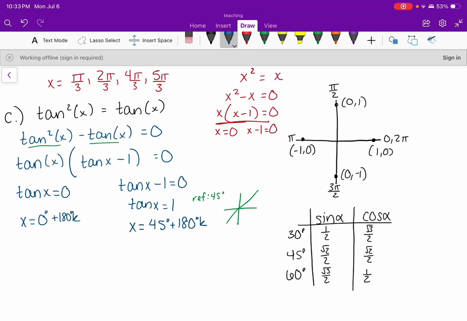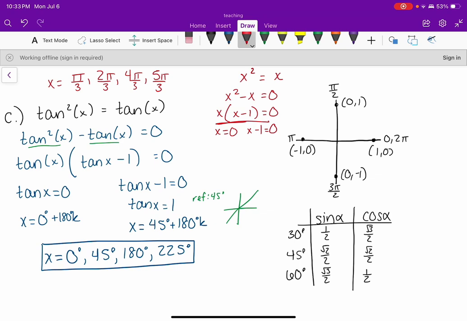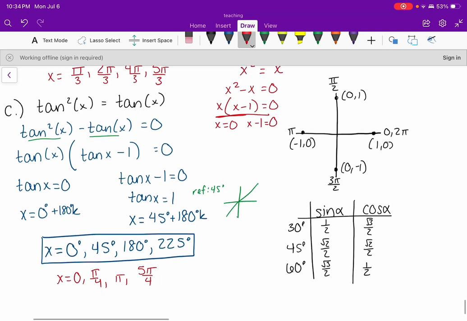If the question said for all values, we would box this in right here and we'd be done. Because it wants between 0 and 360, I'm going to list out my appropriate answers. So I get 0 degrees, 45 degrees, 180 degrees, and 225 degrees. Just in case you want to see it in radians, it would be 0, pi over 4, pi, and 5 pi over 4. So that's one factoring example.